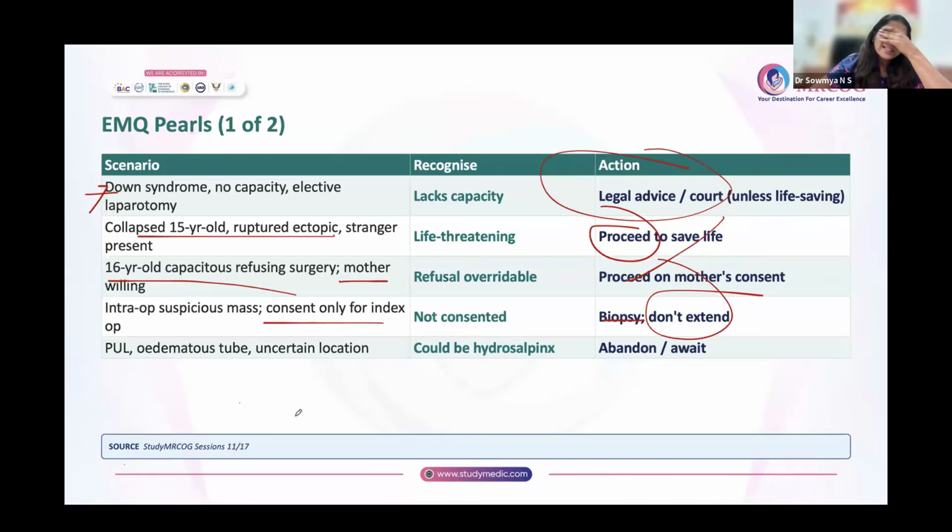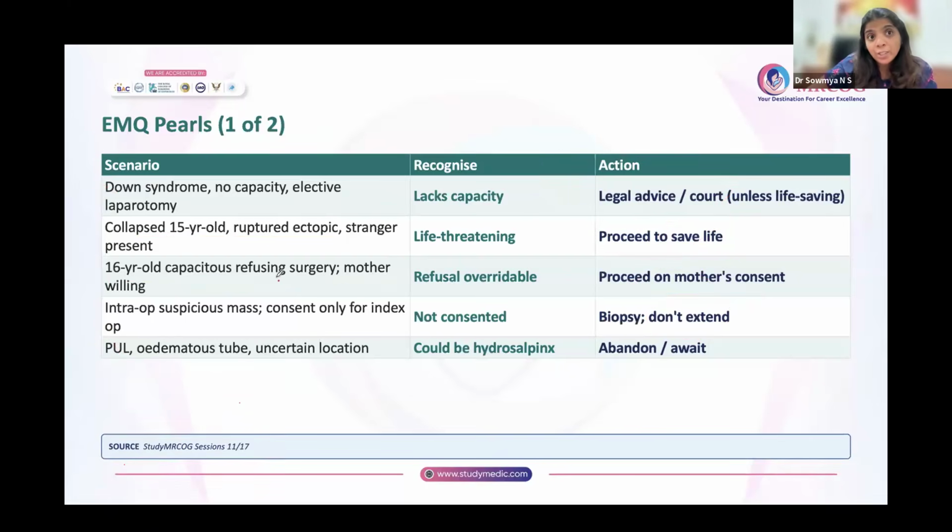And there is actually you open for ruptured ectopic, but the ectopic is not seen, the right tube looks edematous. So it's a pregnancy of unknown location. It could be hydrosalpinx. Take swabs and wait. Unless you see an ectopic, you are not going to proceed unnecessarily to remove, because it could be pregnancy of unknown location. This is important, guys.